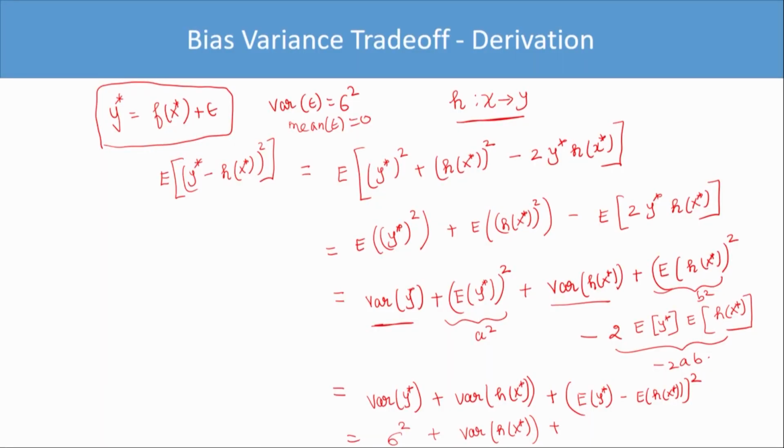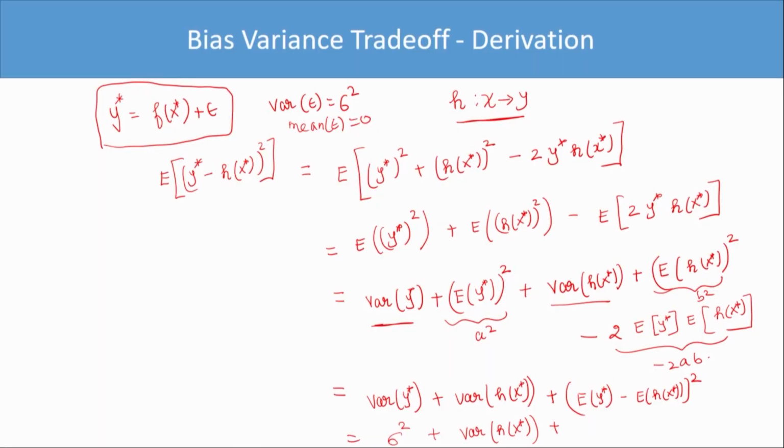So what is the expectation of y star? If y star is f of x star plus epsilon, on an average your epsilon is going to be 0. So then E of y star would be E of f of x star. But what is random in f of x star? It's just a function, so there is nothing random about it. So E of f of x star is just f of x star. So this expectation of y star would then just be f of x star, right?